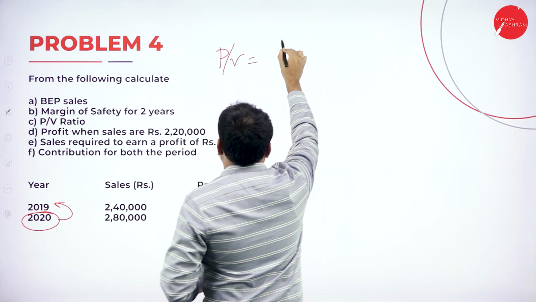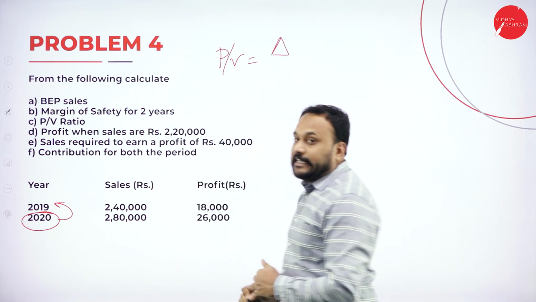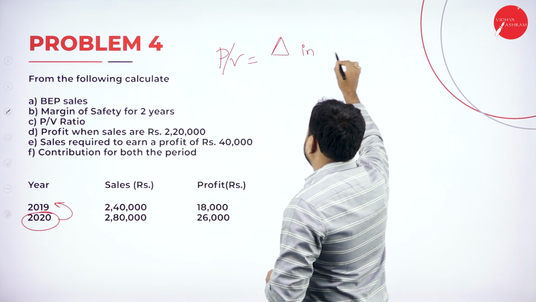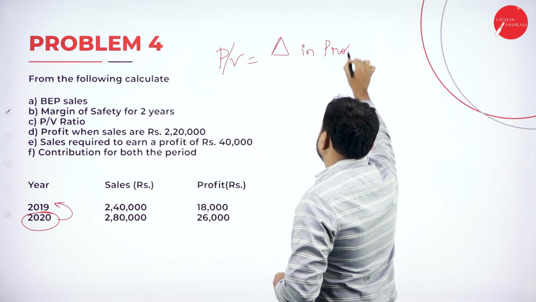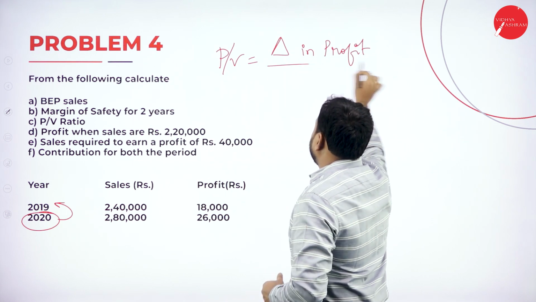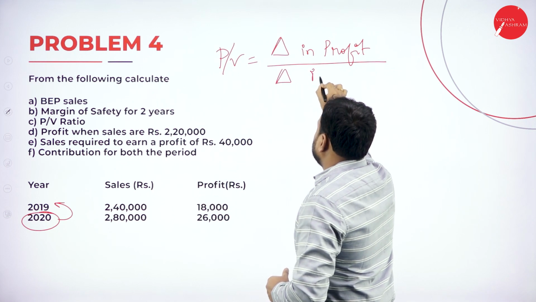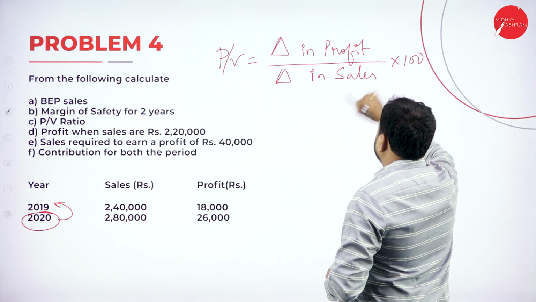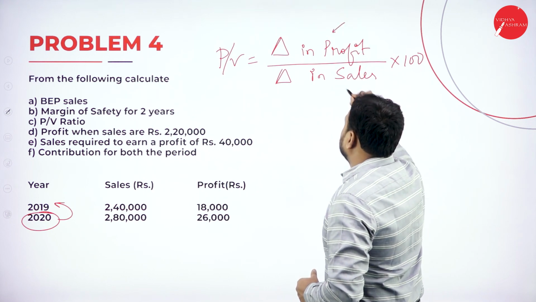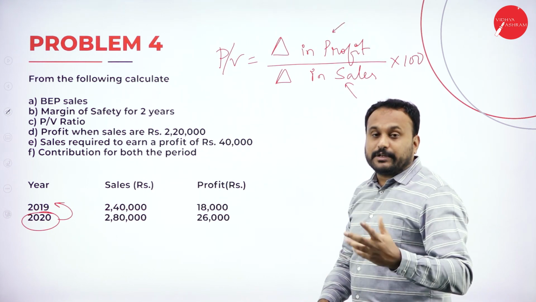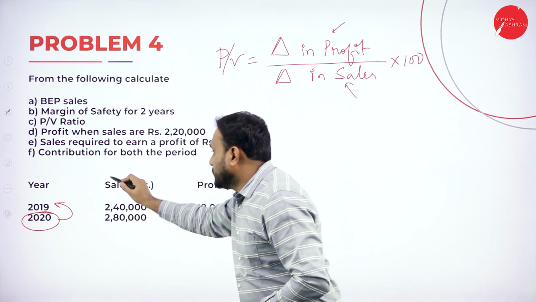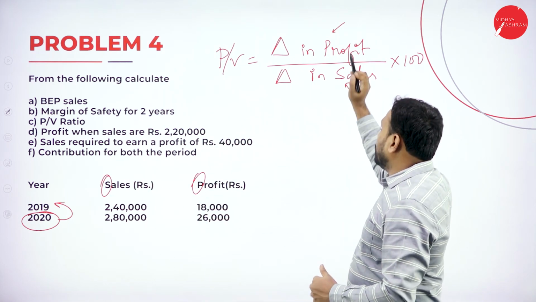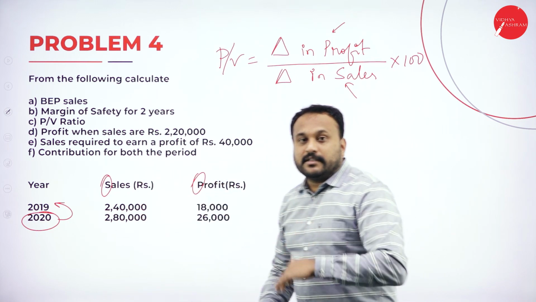PV is equal to delta, which is called change. Change in profit divided by change in sales into 100. So this should be in the numerator, this should be in the denominator. How to remember? I told you the alphabets S and P. Which will come first? P. So put it in the numerator. S, put it in the denominator.